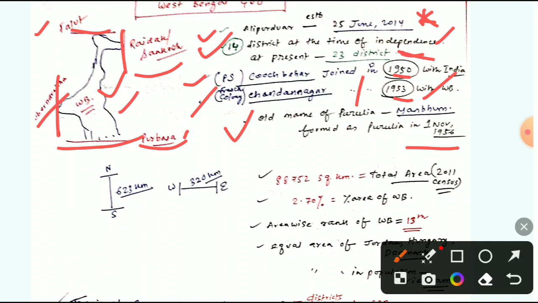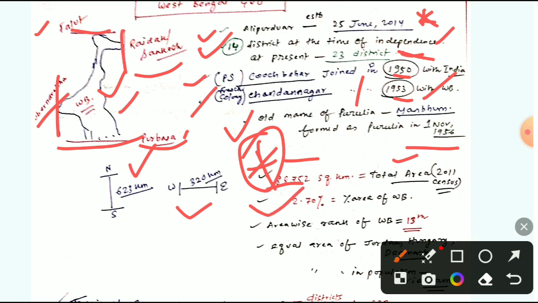Next, the total extent of West Bengal from north to south is 623 kilometers, and from west to east it is around 320 kilometers. Total area according to the 2011 census is around 88,752 square kilometers. This is very important. Next is 2.70%, the percentage of West Bengal's area with regard to India. So it is around 2.70%.